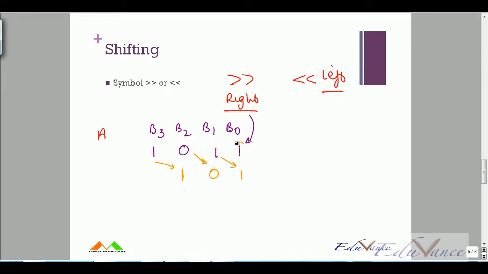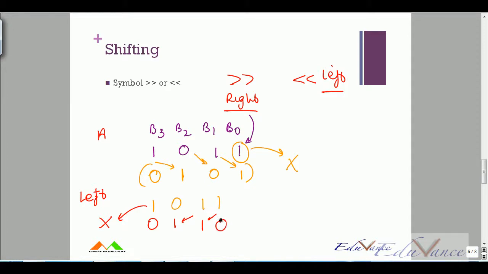Now this 1 typically falls off, and in place of that B3 gets a new value which is 0. Now this would be right shift. If I would do a left shift on this, then in effect what I would get is this would shift 1, this would shift 1, 0, this guy would fall off, again this is for left shift, and in place I would get a new 0. I hope that was clear.